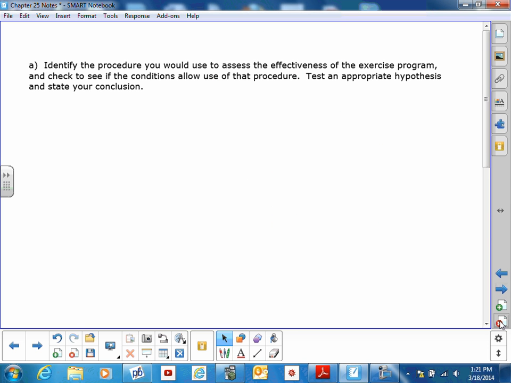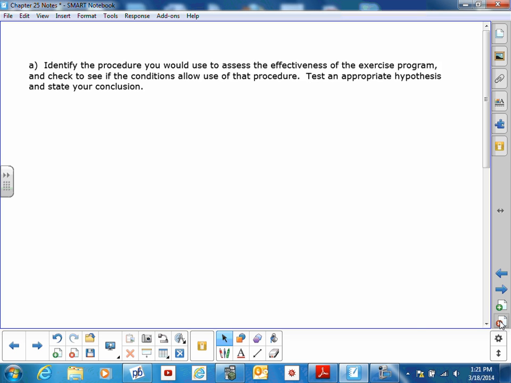Identify the procedure you would use to assess the effectiveness of this exercise program. So this is the same situation. Is the exercise program working? And check to see if the conditions allow use of that procedure, test an appropriate hypothesis, and state your conclusion. Confidence interval, or test, or... Which is this? A test. Okay.